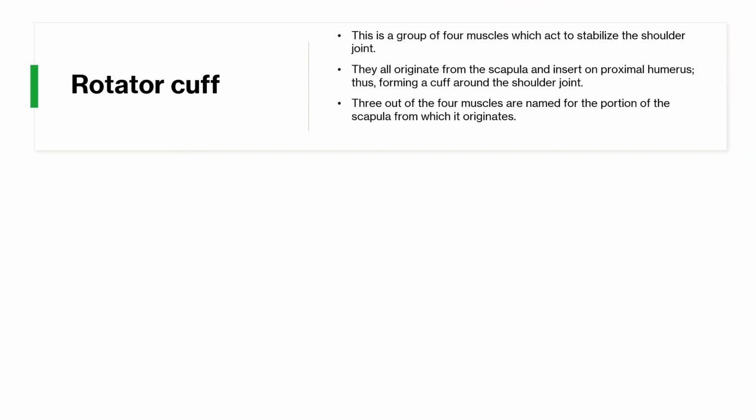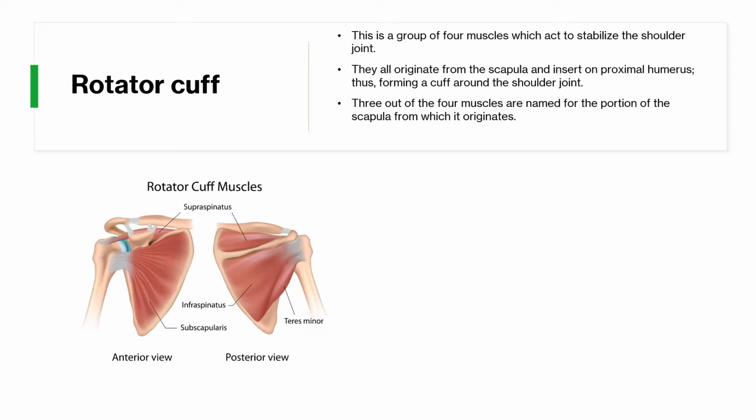The rotator cuff. What is it? It is a group of 4 muscles which act to stabilize the shoulder joint. They all originate from the scapula and insert on the proximal humerus, thus forming a cuff around the shoulder joint. 3 out of the 4 muscles are named for the portion of the scapula from which they originate.